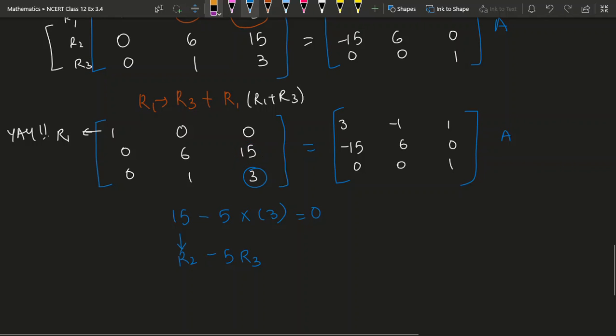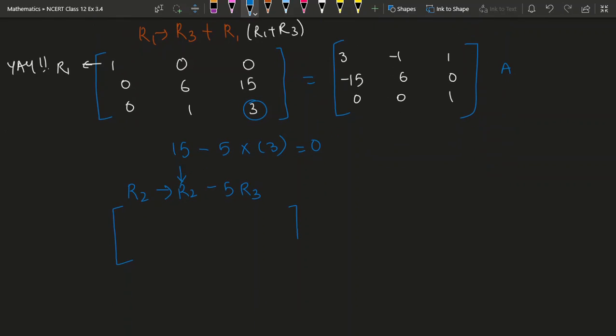So let's write R2 to be R2 minus 5 times R3. And again, the first row remains the same. You don't have to worry about the first row in this case. It will be just 1, 0, 0. We are not going to touch it.